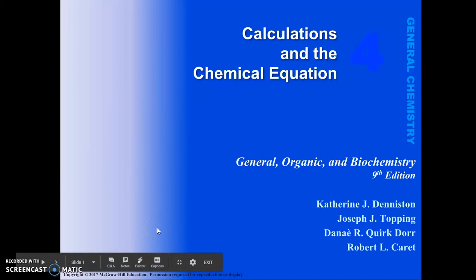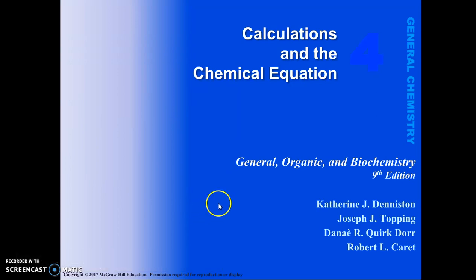Alright, so welcome to the screencast for calculations and the chemical equation. Basically, this is going to be our stoichiometry unit, but we're also going to talk about the mole, how to calculate molar mass, how to do conversions. We're going to do empirical and molecular formulas, and then the last part's going to be really dealing with stoichiometry. So you're going to see how all of the stuff that we've been doing up to this point kind of comes together in this unit.